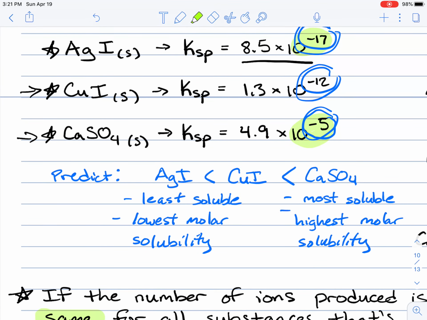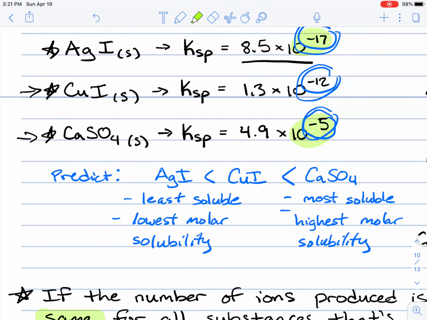And last but not least, the KSP for calcium sulfate is going to be 4.9 times 10 to the negative 5. And so I'm going to go ahead and plug in 4.9 times 10 to the negative 5 into that expression. So I'm going to take the square root of 4.9 times 10 to the negative 5. And what I get is 7.0 times 10 to the negative 3 molar. And so this is going to represent the molar solubility of calcium sulfate.